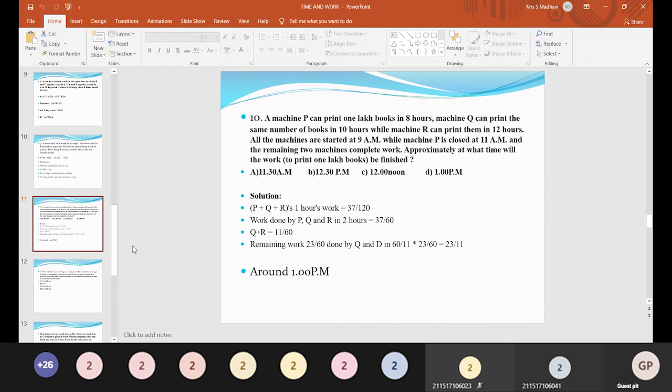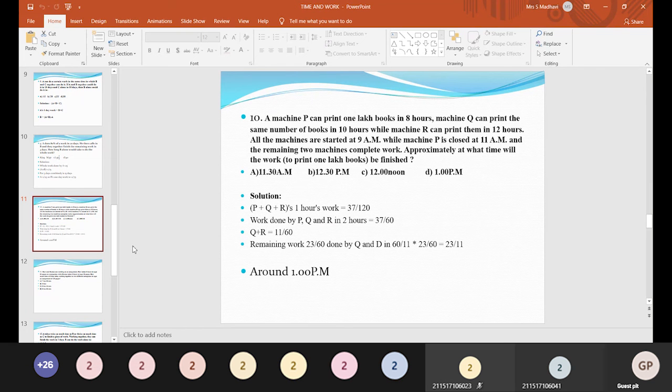Here, we need to calculate P's plus Q's plus R's 1 hour's work. P's 1 hour's work is 1 by 8, Q's 1 hour's work is 1 by 10, and R's 1 hour's work is 1 by 12. So 1 by 8 plus 1 by 10 plus 1 by 12 is equal to 37 by 120.